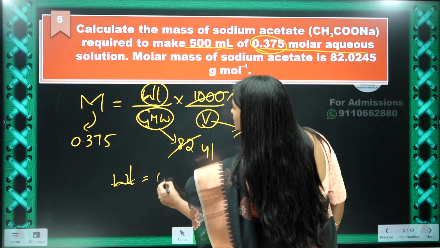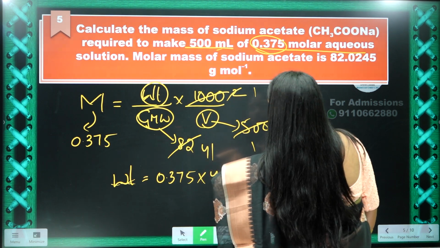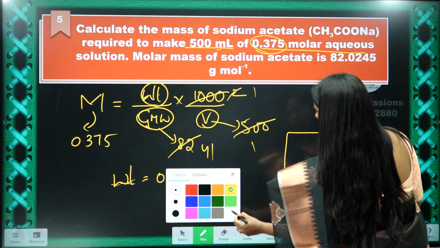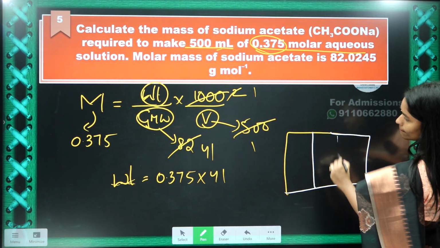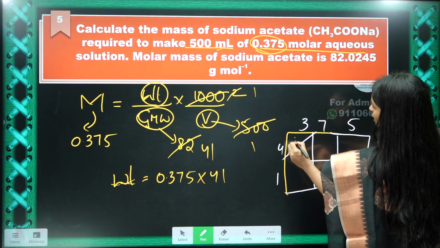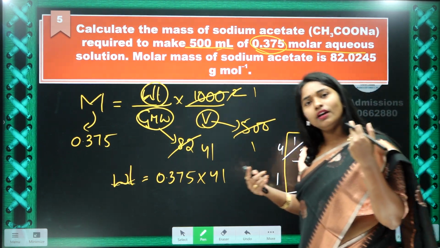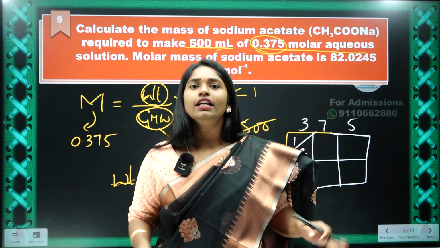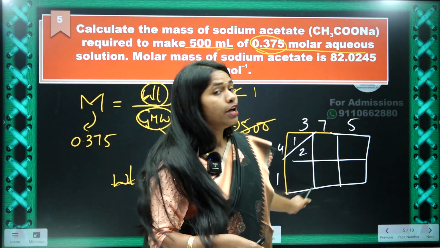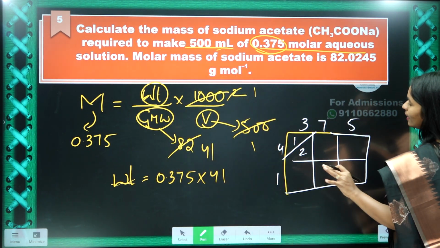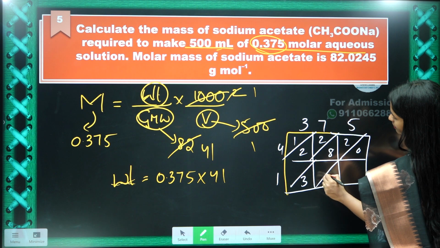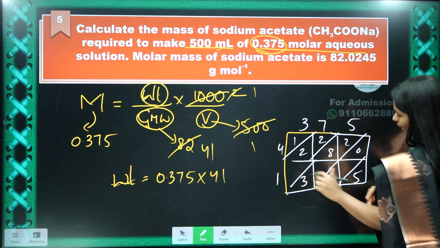Weight is equal to 0.375 into 41. Correct? Now let us see how I am going to do this multiplication. You can do any big multiplication, like 49 into 49, 54 into 54, 566 into 560, by using this Vedic math trick. Say 4 7s are 28, 4 5s are 20, 3 1s are 3, 7 1s are 7, 5 1s are 5. Then you have to add diagonally.